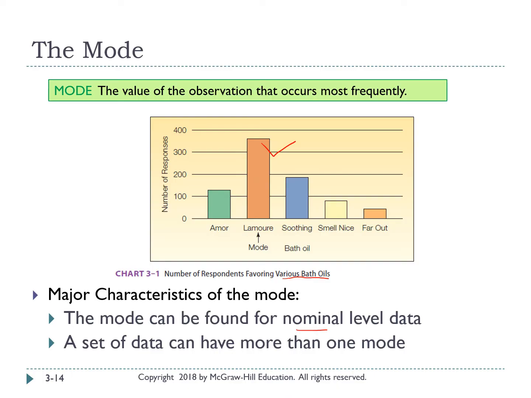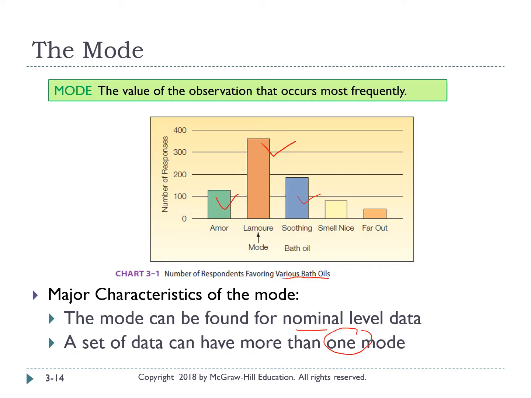Why is that? Because it has some disadvantages. The first disadvantage is that your data can have more than one mode. It is possible that people may love Lemo as well as Amor. Maybe you can have three modes as well. And sometimes there is a possibility that you may not find any mode because each value may appear only once. It means that when you have so many data, you cannot see the most frequently occurring value in your data. So you don't have any mode at all.